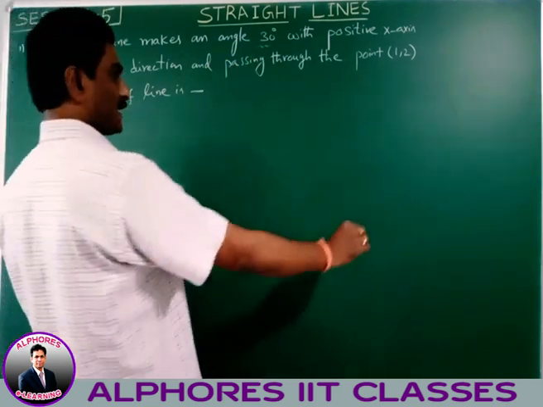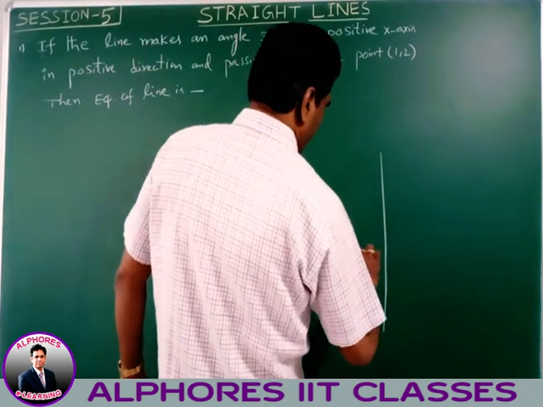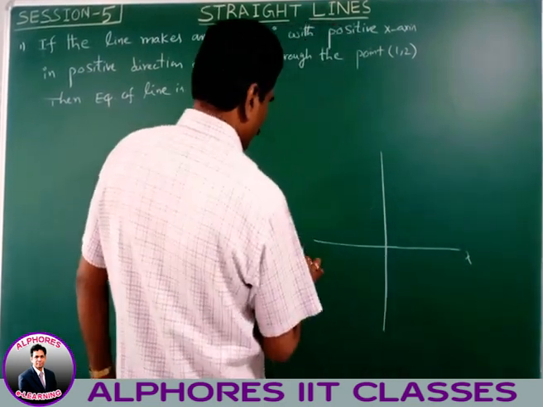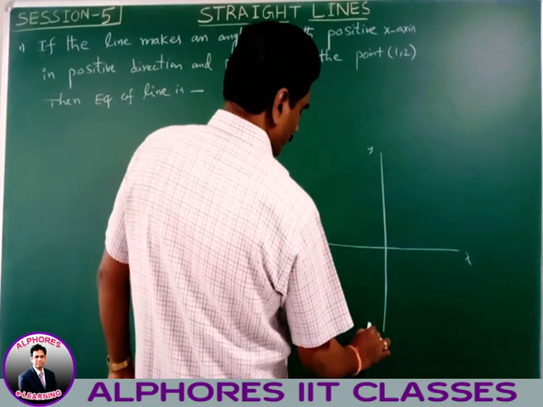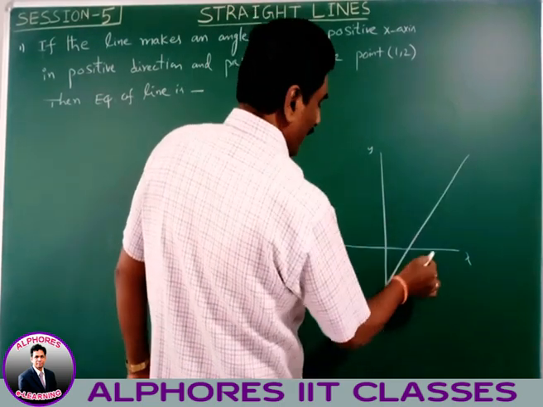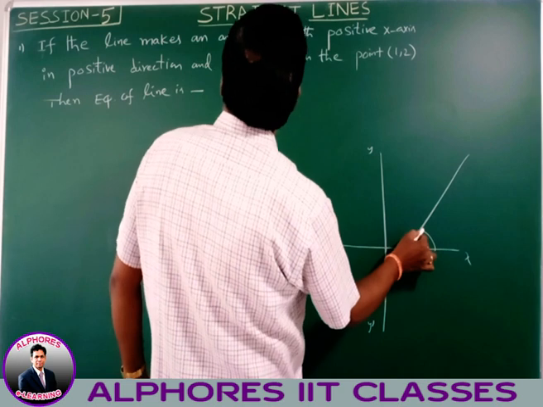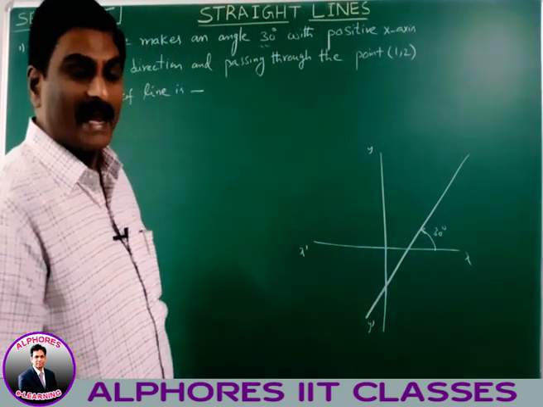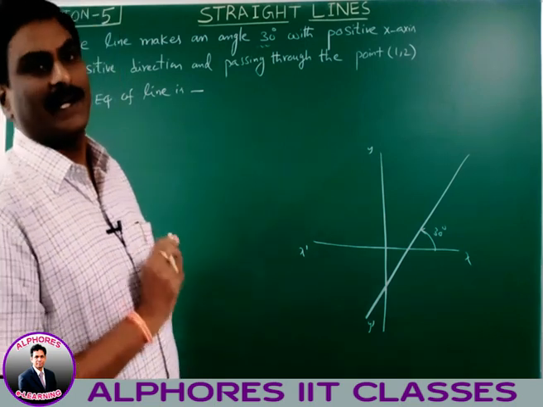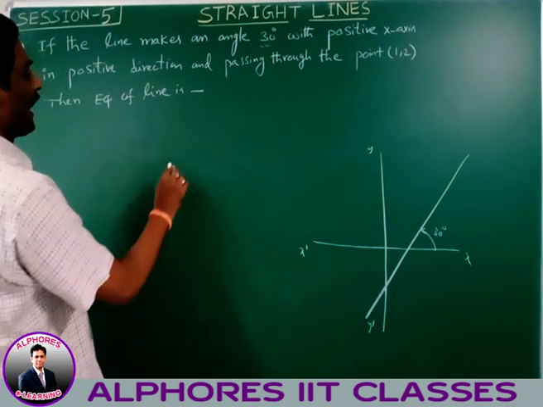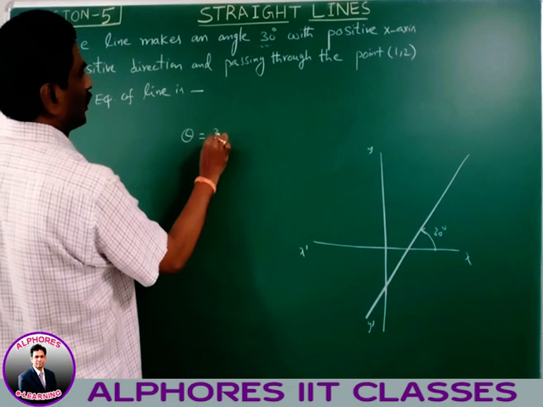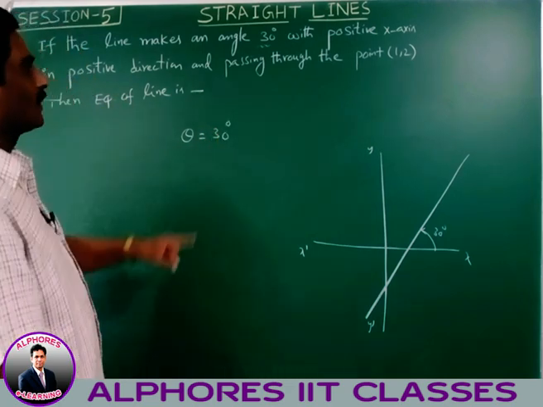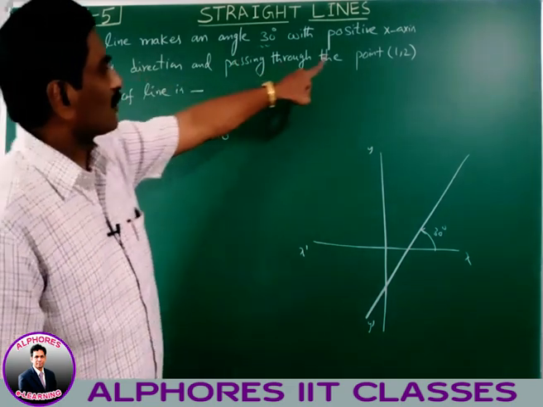What is the meaning of this? Suppose this is the coordinate system x, x dash, y, y dash. In this case, the line makes an angle 30 degrees with positive x-axis. That means the angle of inclination of the line is 30 degrees. The angle of inclination theta is equal to 30 degrees. And the line passes through the point.